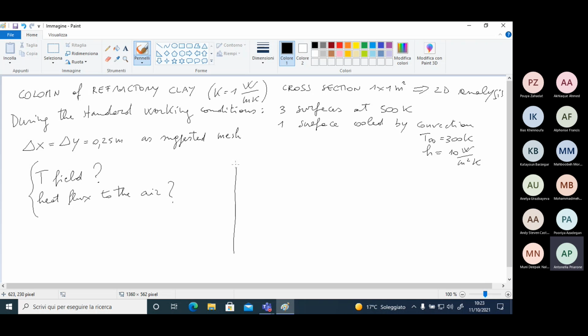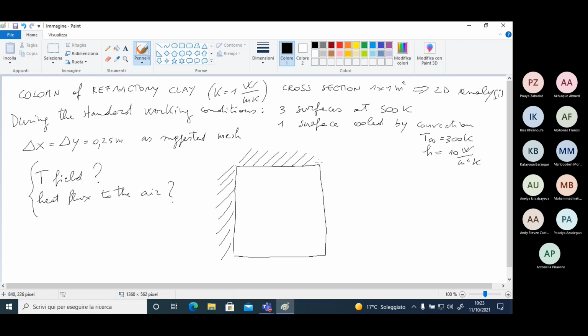I have a square shape here. I have imposed temperature 500 Kelvin, and here I have convection. Okay? When you finish to copy, I start with the solution.